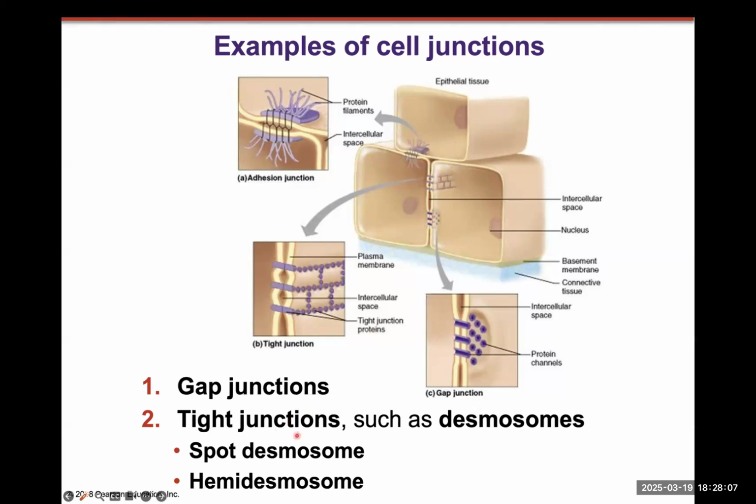And then on the other hand, you have tight junctions. This is where you pretend that you have two pieces of paper and you staple them together. That'll be a tight junction. That's not the only kind. Within this category of tight junction, you have these things called desmosomes: spot desmosome and hemidesmosome. If it's a really good one, it's a spot desmosome. If it has only one protein, then it's a hemidesmosome. So there are two different kinds.